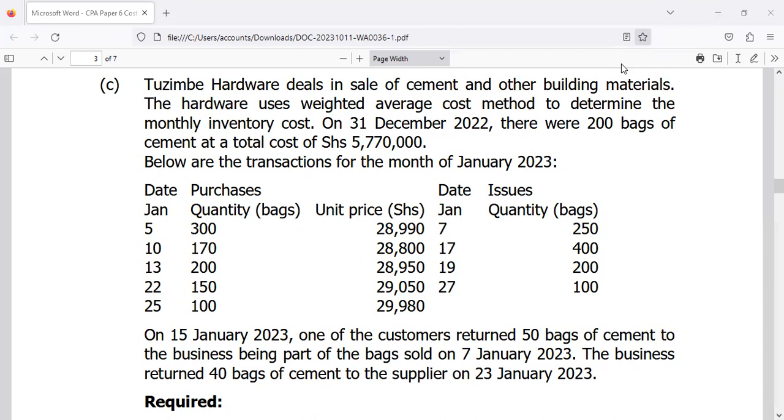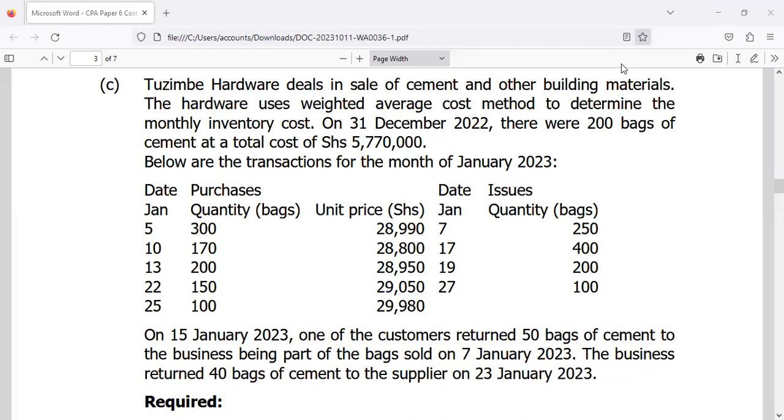Now, when using the weighted average cost method, you divide the cost of goods available for sale by the number of units available for sale, which yields the weighted average cost per unit. In this calculation, the cost of goods available for sale is always the sum of the opening inventory plus the purchases. This weighted average figure is then used to assign a cost to both the closing inventory and the cost of goods sold.